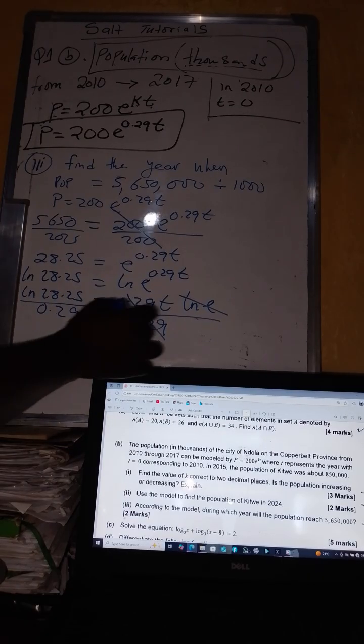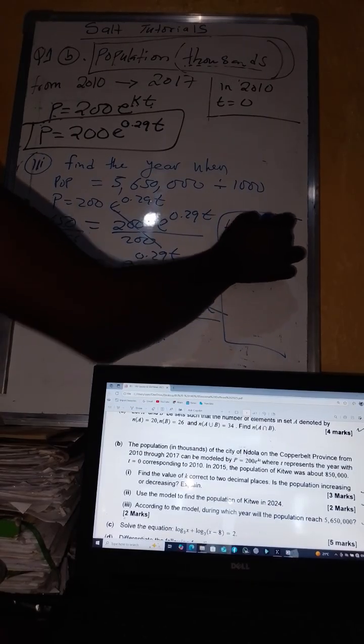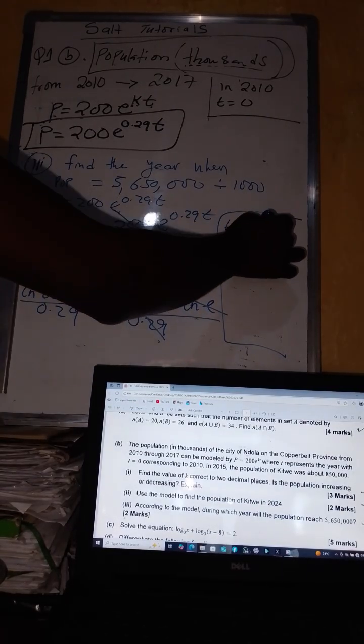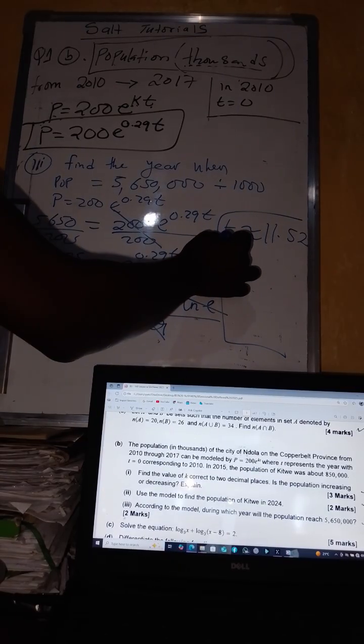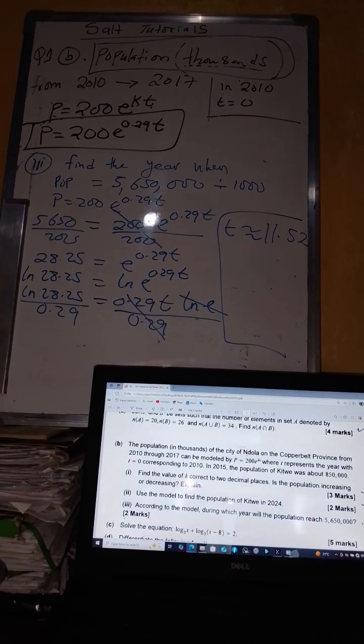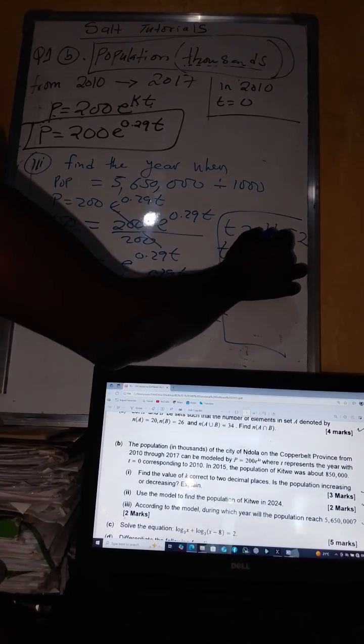Let me write it from here. I have something like t is approximately 11.52. So approximately, the question says, if that is time, then which year will the population reach that? So approximately 11.52, we're trying to approximate that as something like 12 years from now. So t is approximately 12.